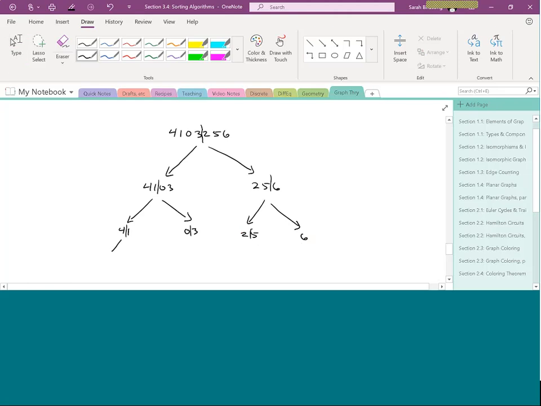So the list that was 4, 1 gets broken into 2 sublists of 4 and 1. The list that was 0, 3 gets broken into 2 sublists of 0 and 3. And the list that was 2, 5 gets broken into 2 individual lists of length 1. And just to make our life easier in the future, I'm going to bring 6 straight down.